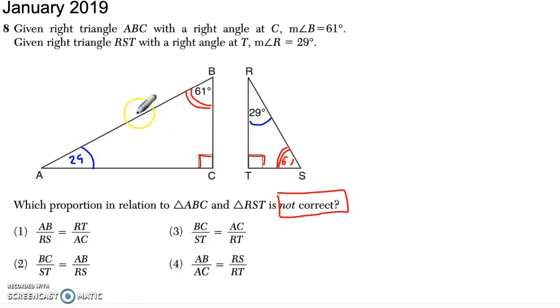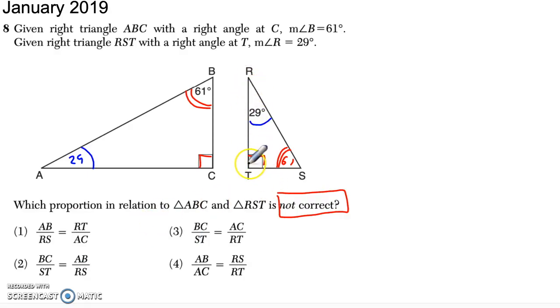It's in between the single and double tick side. Is RS the right side? Yes, it's also the hypotenuse. It's in between the single and the double tick side. So we're good on the left-hand side so far. What about the right-hand side? RT. Well, RT is over here.